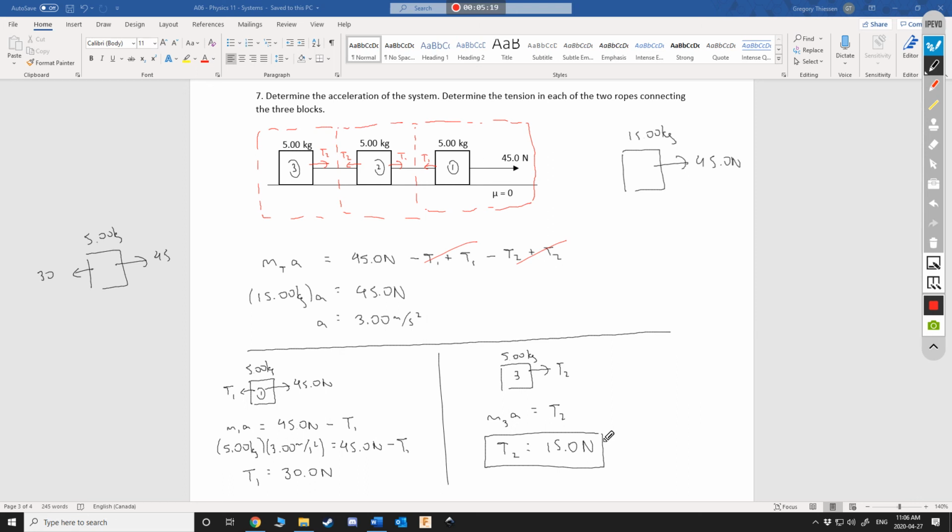Again, we can check our answer by looking at the middle scenario if you wanted to. I'll let you try that out on your own if you want to, but actually I'll set it up for you. If we want to look at that middle block, the middle block is T1 and T2. This is block 2. So mass 2 is being accelerated and it's being pulled right by T1, but it's being held back by that T2. And it should add up nicely.